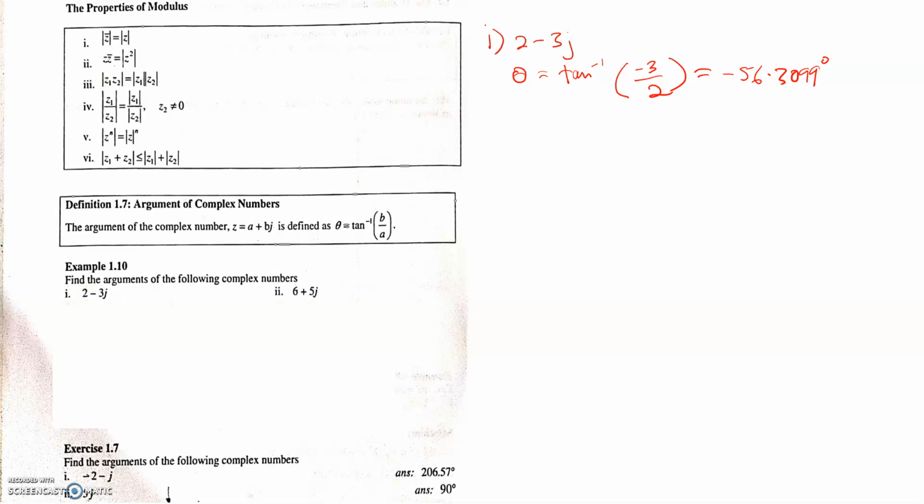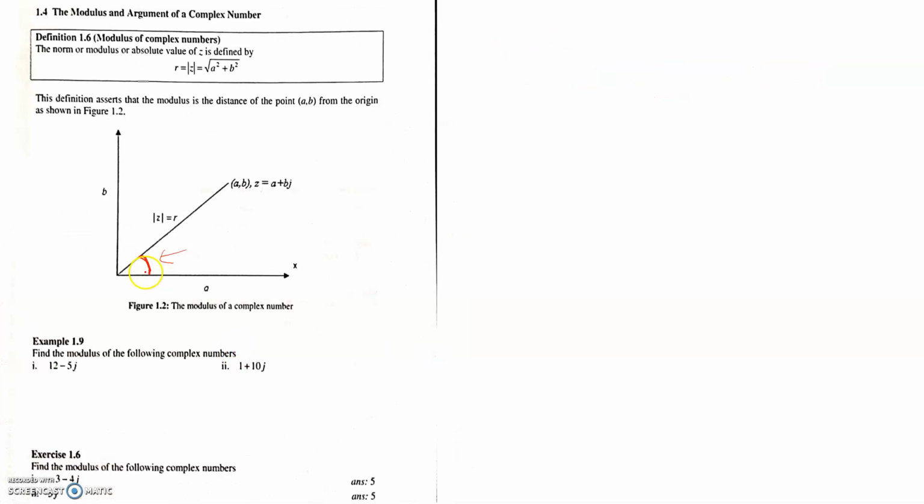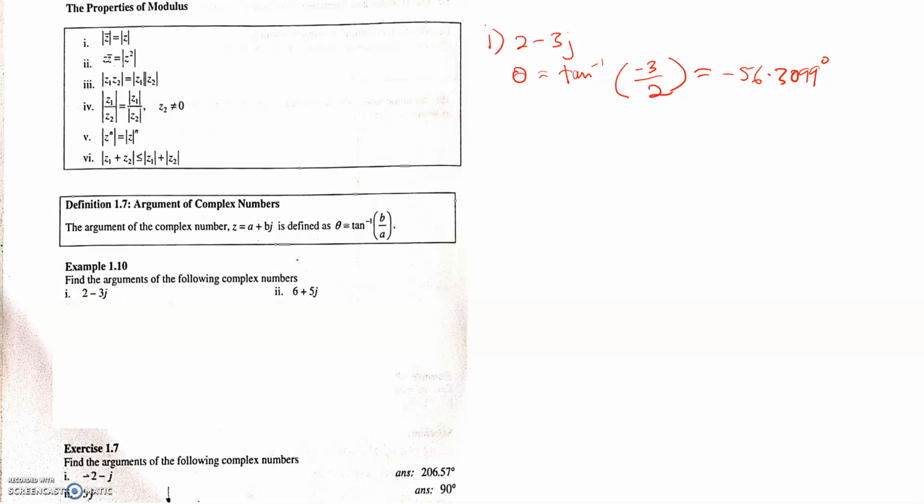So what does that really mean? Because basically we don't have a negative value for our degree. So basically, to determine the actual argument for each question, it is not ultimately based on this formula. You'll need to imagine it a little bit. For this case, let's just draw it. We have the graph here, the x and y axis. So let's locate where this complex number actually is.